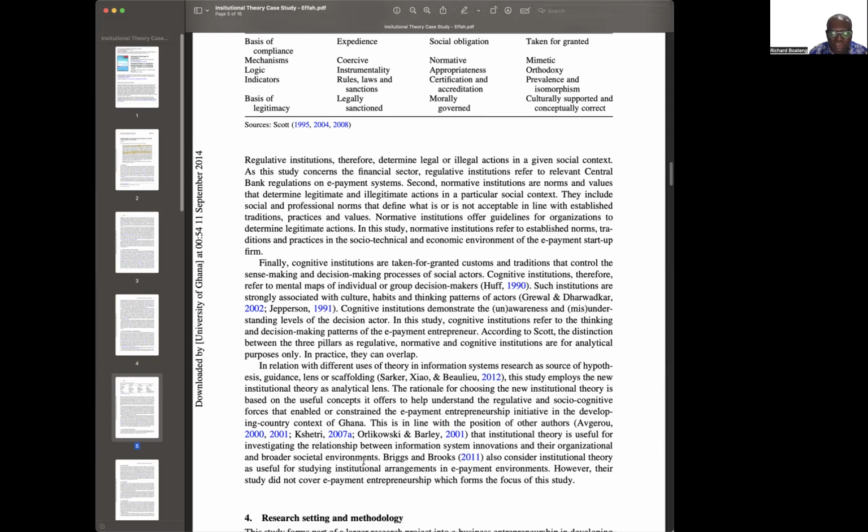Okay, what he's trying to point out is that this particular study is about understanding e-payment entrepreneurship within a Ghanaian context, but the whole endeavor or initiative was affected by a number of institutions in society. One is the regulative institutions, one is the normative institutions, and one is the cognitive institution. That's the cultural thinking of people and how they see money. All these three were put together to do the analysis, and it best fits the study.